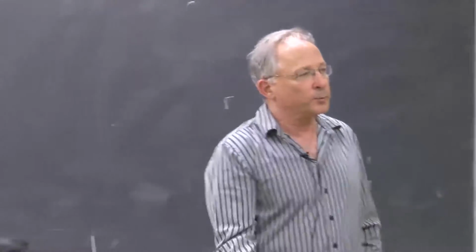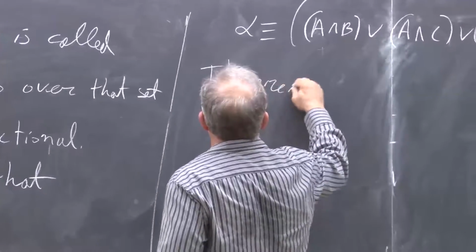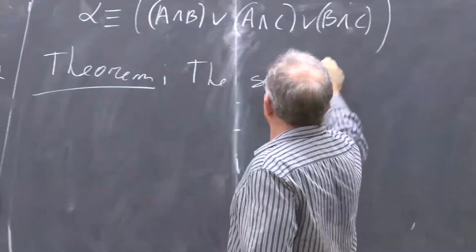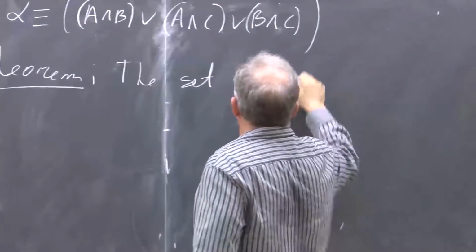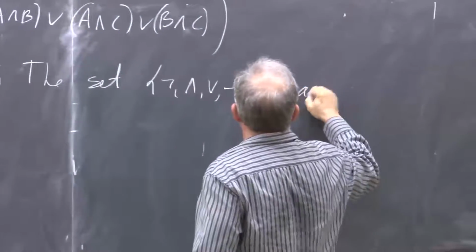But, okay, so we can express majority over 3, and it's easy to see that we can actually express majority over any n. But now, is our set adequate? So here we have a theorem. I mean, it's expected. The set that we are using is adequate.